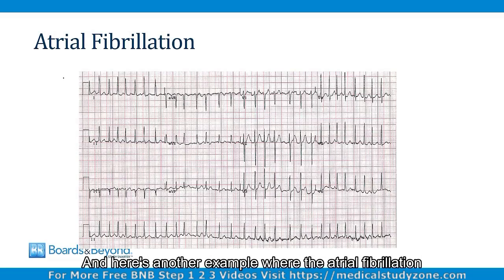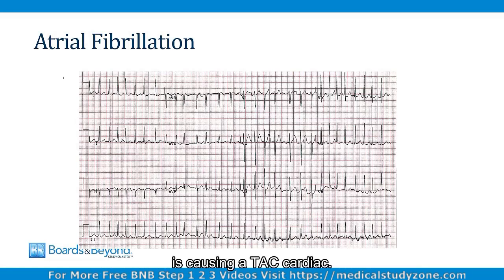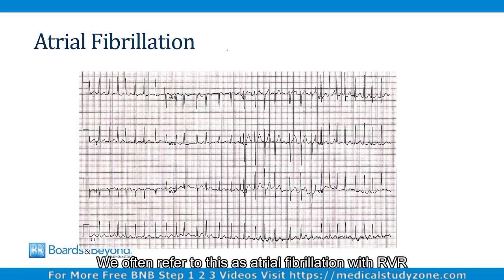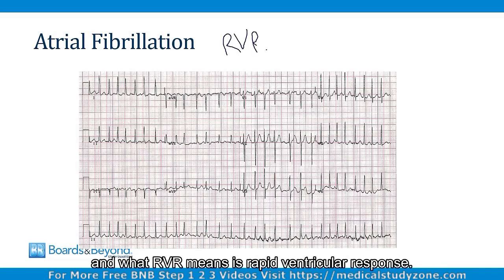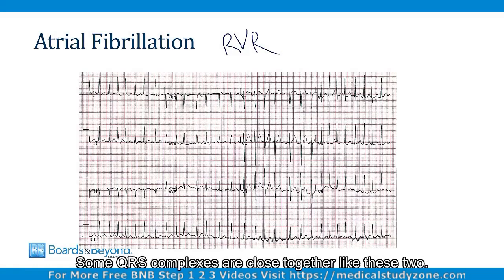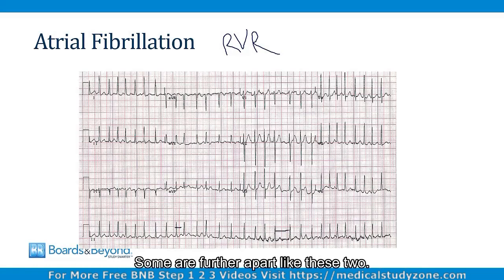And here's another example where the atrial fibrillation is causing a tachycardia. We often refer to this as atrial fibrillation with RVR, and what RVR means is rapid ventricular response. If you look carefully, there are no P waves. Some QRS complexes are close together like these two, some are further apart like these two. The QRS complexes are occurring in an irregularly irregular pattern, and there are no underlying P waves. Classic example of atrial fibrillation on an ECG.